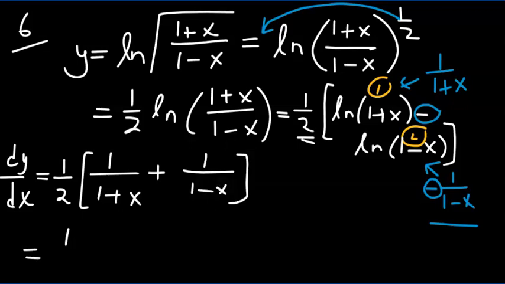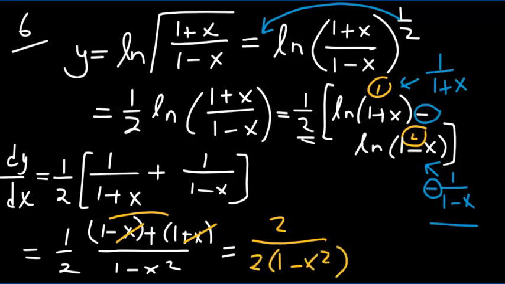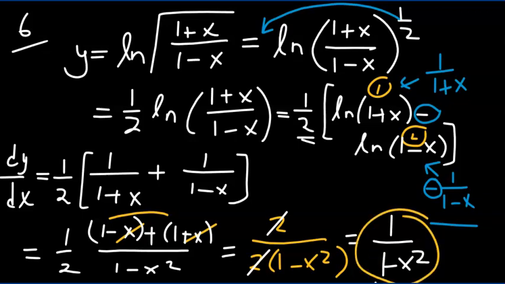So combining the denominator, you get 1 minus x squared. The numerator is 1 minus x plus 1 plus x. Note that this minus x cancels that x, and you get 1 plus 1 is 2. So 2 over 2 times 1 minus x squared. So the 2s cancel each other, and your final answer is 1 over 1 minus x squared. And that's the final answer for differentiating this function with respect to x.